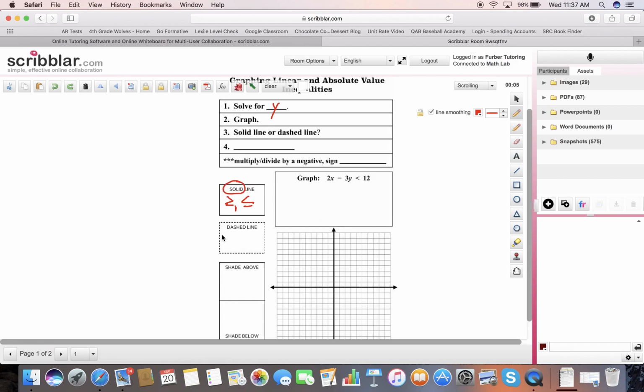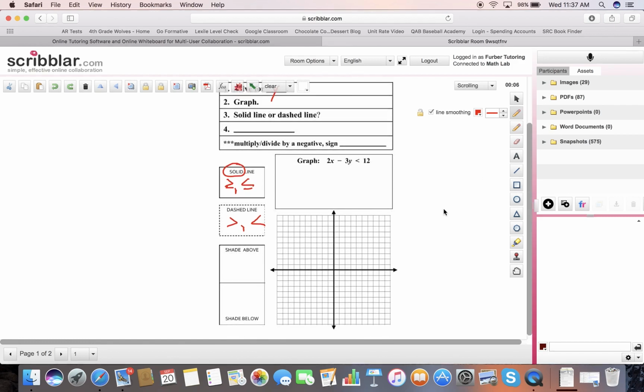Okay. If it does not include the solutions on the line, then it's going to just either be a greater than symbol or a less than symbol. So unless you see that or equals to, it's going to be a dotted line. Okay. So if you look at my example here, I have a less than symbol, which means it does not include the solutions on the line. It's only going to include the solutions below the line. Okay. And we'll talk about that shading part in a minute.